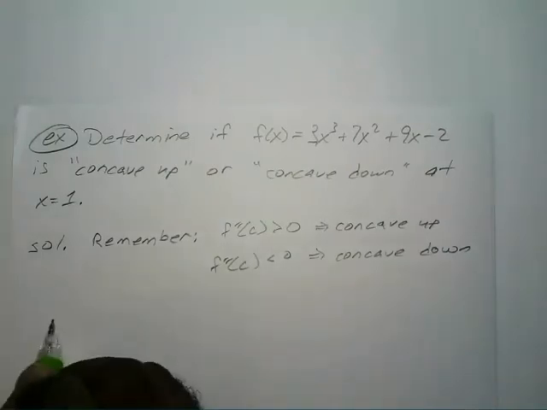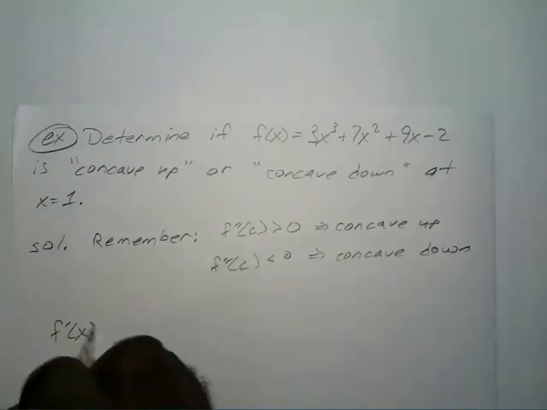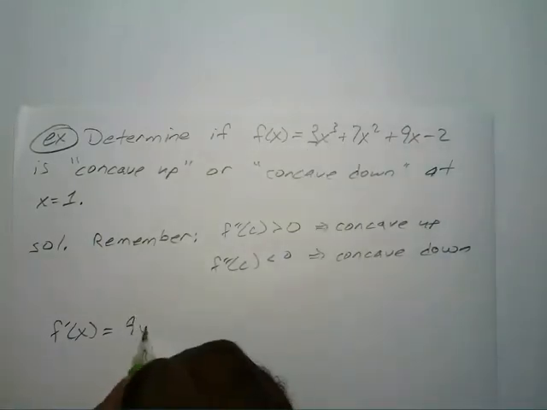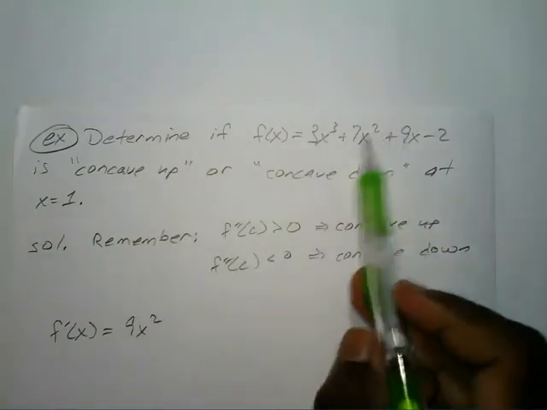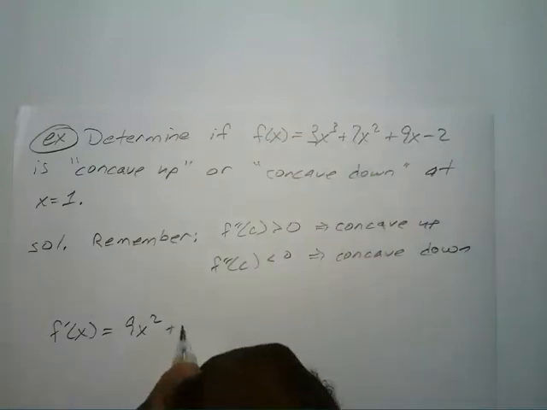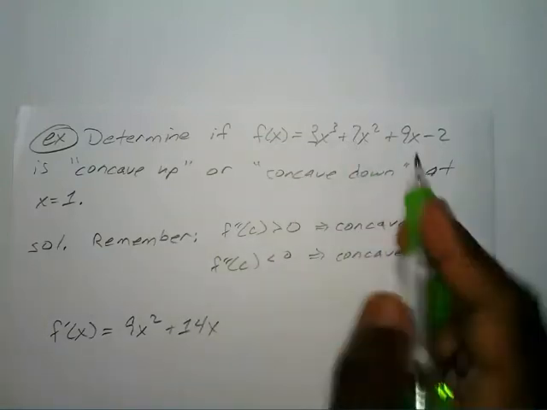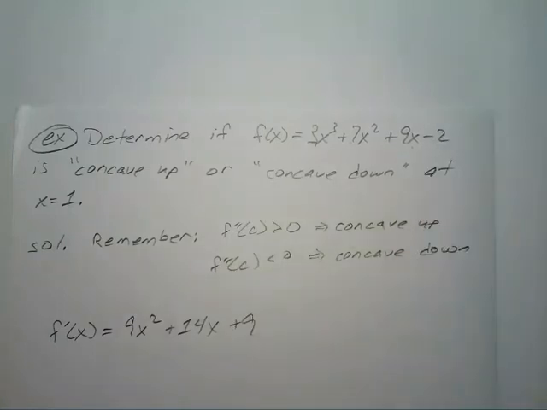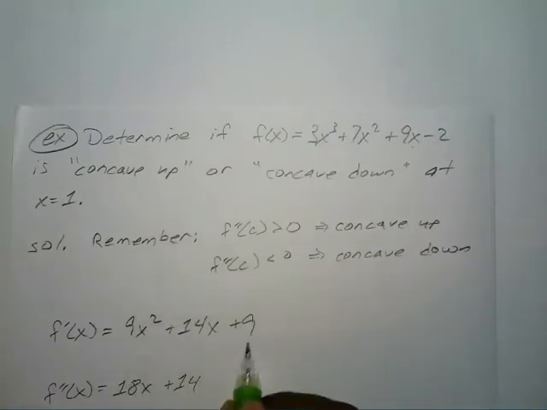Alright, so we find our first derivative. f prime of x is equal to, bring down our 3, so we have 9x squared, bring down our 2, plus 14x, that becomes plus 9, and our minus 2 becomes 0. So to find our second derivative, bring down that 2, that gives us 18x, plus 14, and that 9 becomes 0.